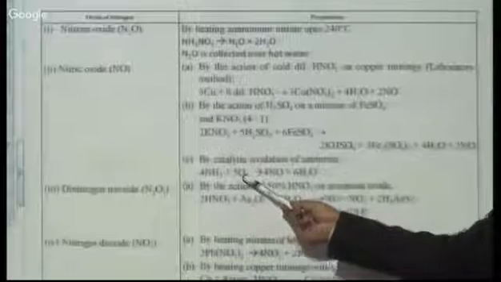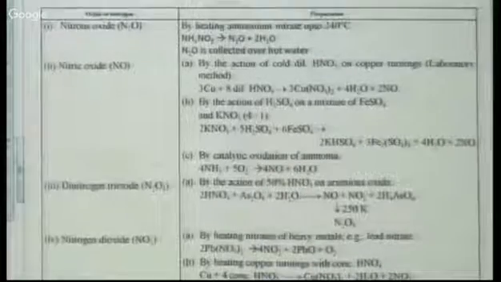And catalytic oxidation of ammonia is common. Ammonia when treated with a limited amount of oxygen, 4 molecules of ammonia combine to give NO. Clear? So these are the methods of preparation of nitrous oxide, nitric oxide and dinitrogen. Clear?